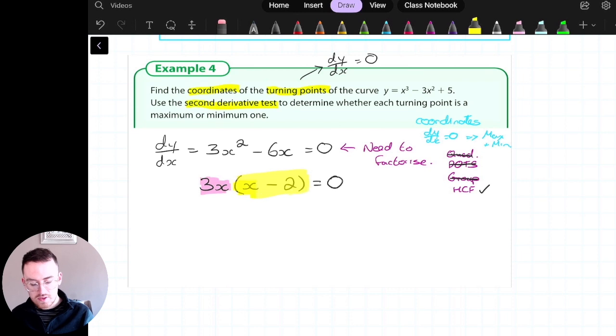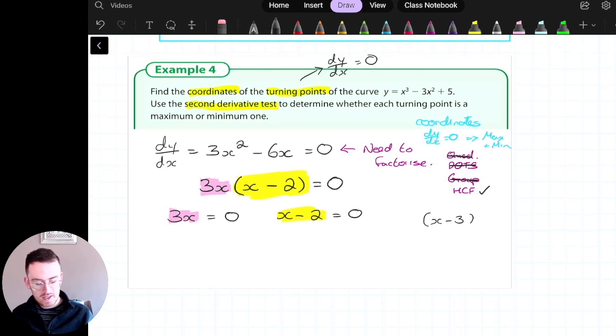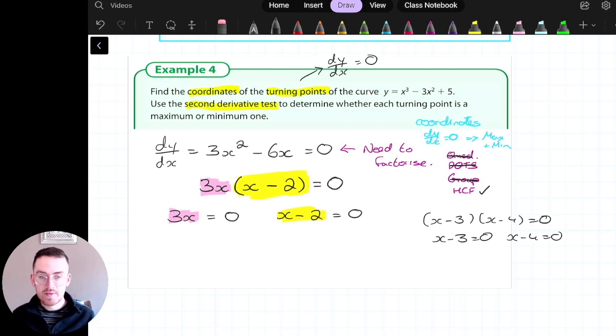At this point we take our two factors, our 3x and our x minus 2, and we set them both equal to 0 separately. We would be used to maybe doing a quadratic and seeing something like an x minus 3 and an x minus 4 equal to 0, and then saying x minus 3 is equal to 0, x minus 4 is equal to 0. What we're doing there is the same thing. We have two factors, so we take each of them and put each of them equal to 0.